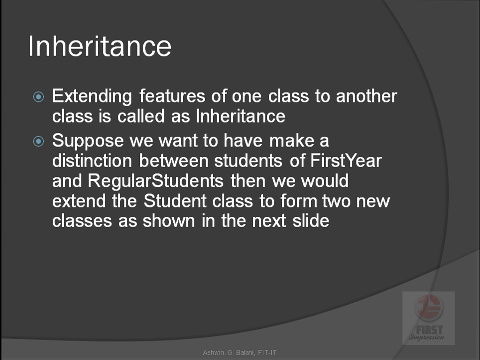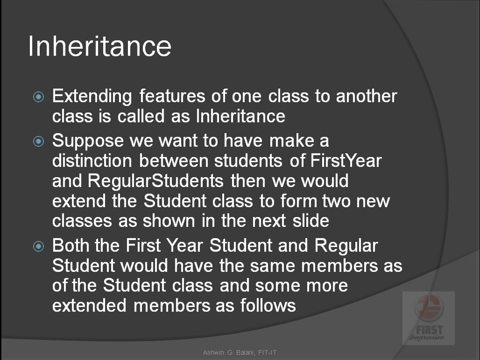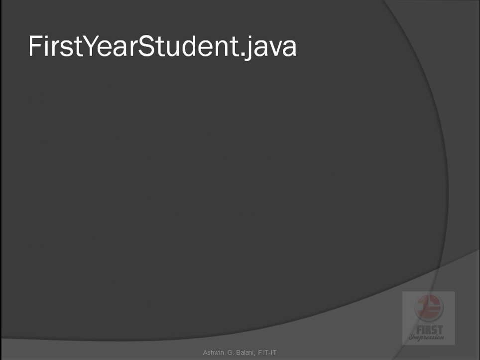So suppose we want to make a distinction between first year students and regular students, then we would have to make the student class the base class for these classes. That is, the student class will be the parent class and the first year student class and the regular student class will be the child class or the derived class. So both first year student and regular student would have the same members as the student class and some more extended members as follows.